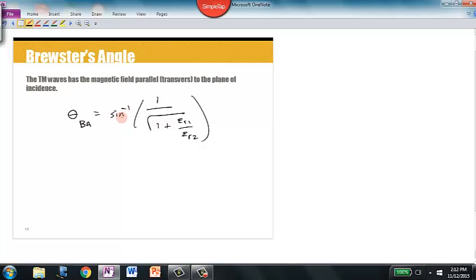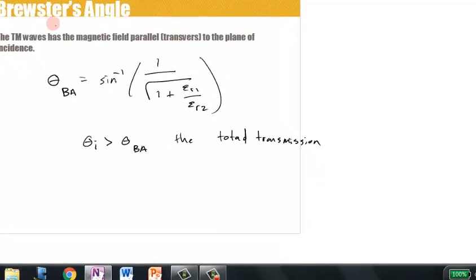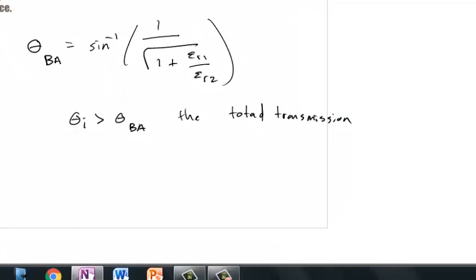So we take the inverse sine of this, and if theta I is greater than Brewster's angle, then total transmission. Remember, that's only for the TM mode. So critical angle is only for TE. Brewster's angle is only for TM. Snell's law works for both the TM mode and the TE mode.